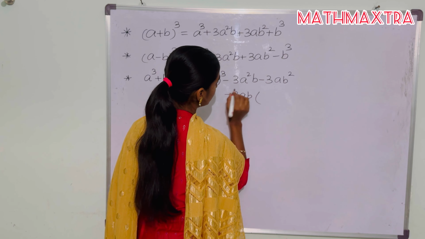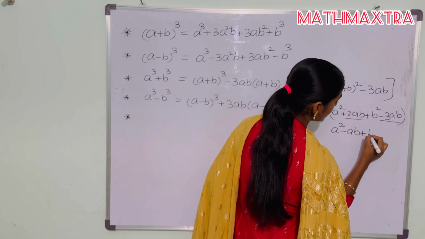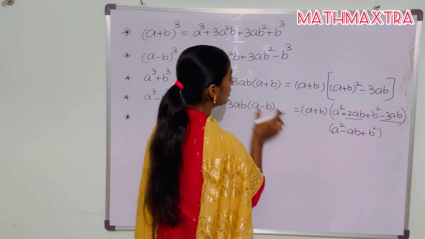Now you simplify this, which is (a plus b) into, we know (a plus b) whole square value, which is a square plus 2ab plus b square, and minus 3ab. So what happens? Plus 2ab minus 3ab, which is a square minus ab remains, plus b square. And this a cube plus b cube can also be written like this, which is equal to (a plus b) into (a square minus ab plus b square).